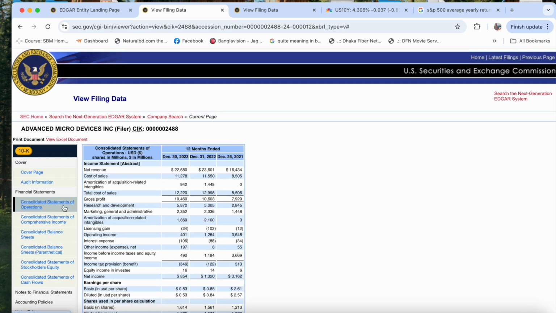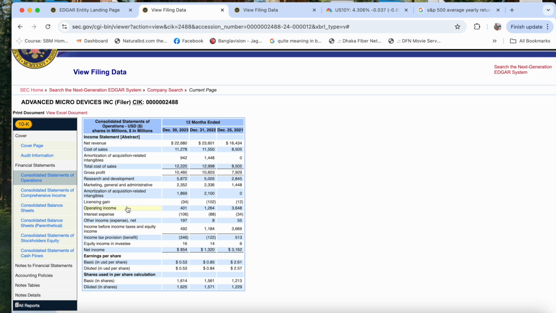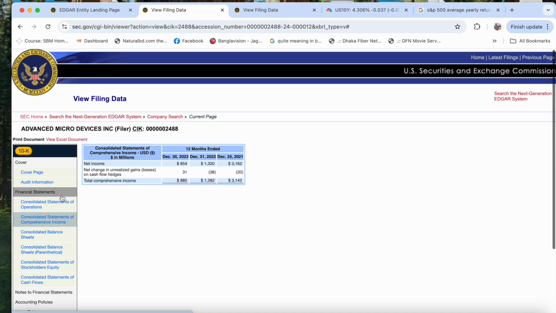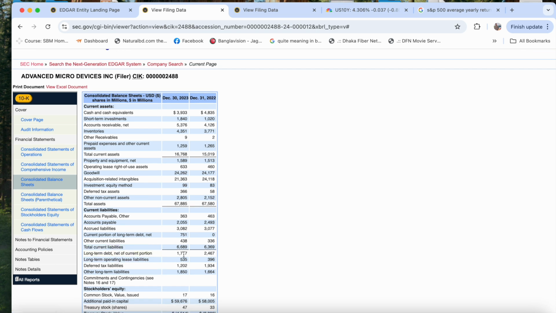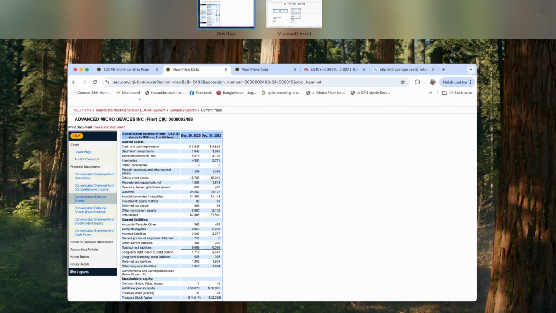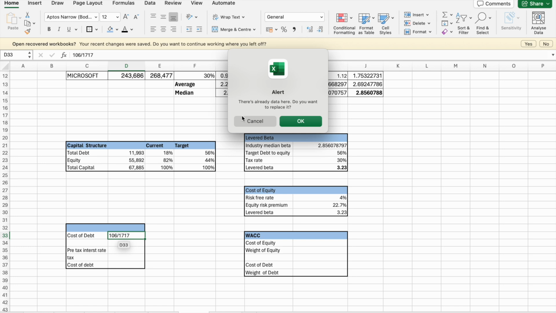and then consolidated. We need to get the interest income from here, which is 106, and we need to divide it simply by the long-term debt. Long-term debt is 1717 million for the AMD company. So simply the cost of debt would be 106 divided by this percent. Oh, why is it not coming? Oh, I forgot to put the equal sign here.